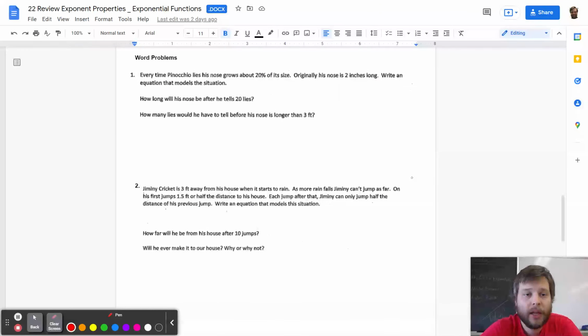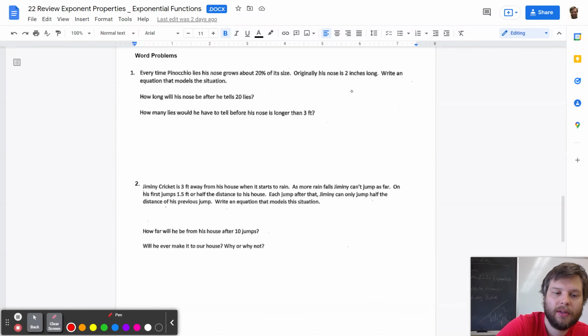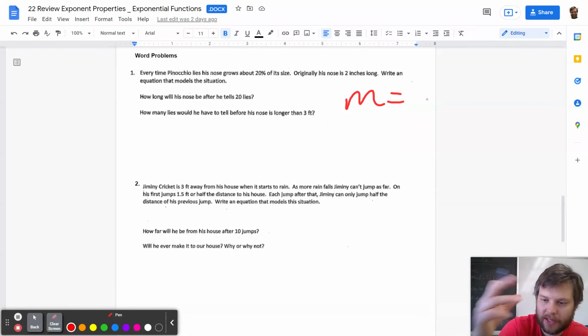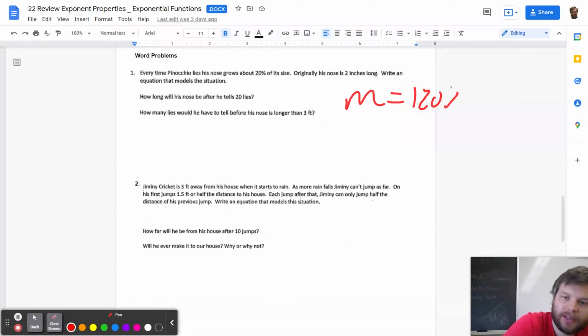Here we got, every time Pinocchio lies, his nose grows about 20% of its size, and his nose is originally 2 inches long. So it grows longer every time, gaining 20% every time. And so I know his m is, well, he keeps 100% of the original and adds 20 more percent, 120%. So if I switch that into a decimal, 1.2.